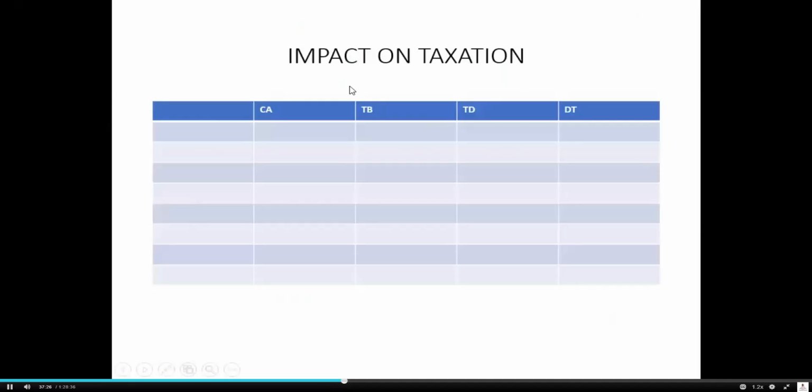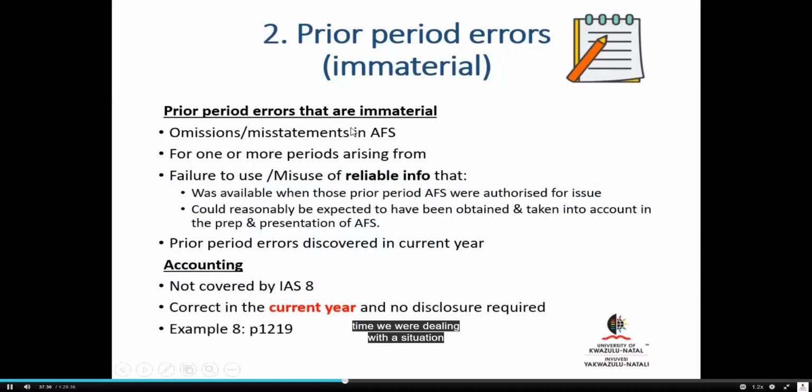Okay, so the last time we were dealing with a situation where the prior period errors were immaterial. Now, I mean, the prior period errors occurred in the current period. Now we're dealing with category 2, and I'm going to be a little bit quicker because I want us to get into category 3. Category 2 is that the prior period errors are immaterial. An error could be an omission in the financial statement or just a pure misstatement where it was deliberate.